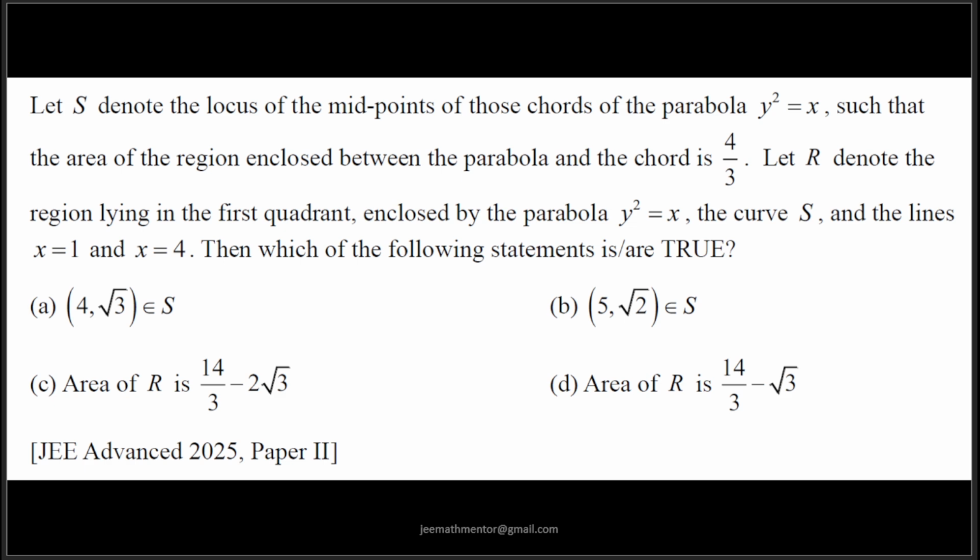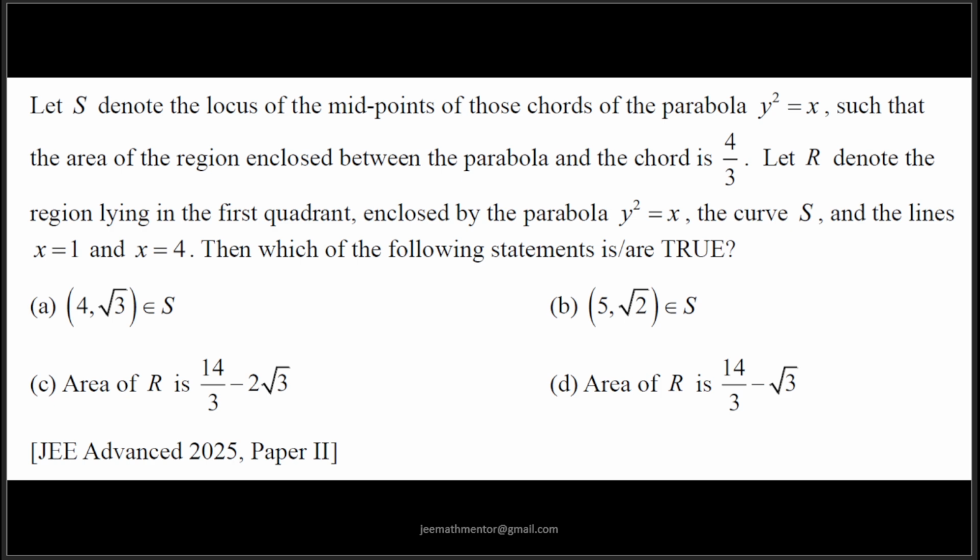So here S denotes the locus of the midpoints of those chords of the parabola y squared equal to x, such that the area of the region enclosed between the parabola and the chord is 4/3. R is the region lying in the first quadrant enclosed by y squared equal to x, the curve S, the lines x equal to 1 and x equal to 4. Then which of the following statements is or are true? Clearly a one or more than one correct type problem.